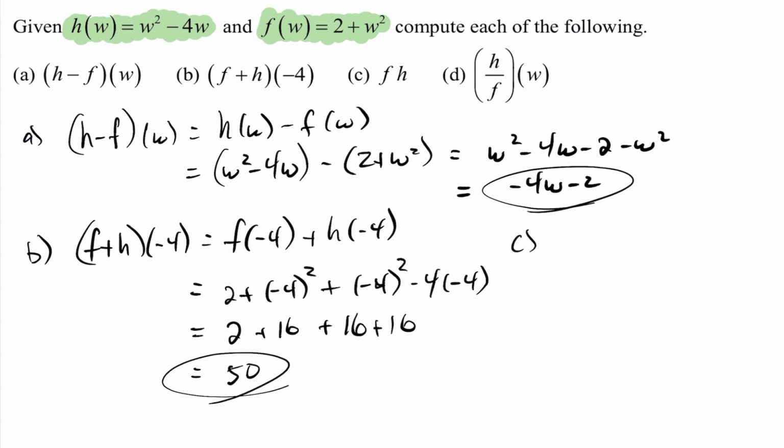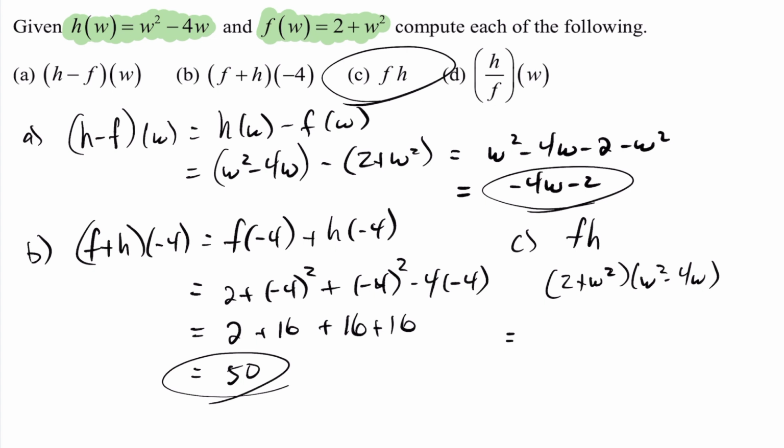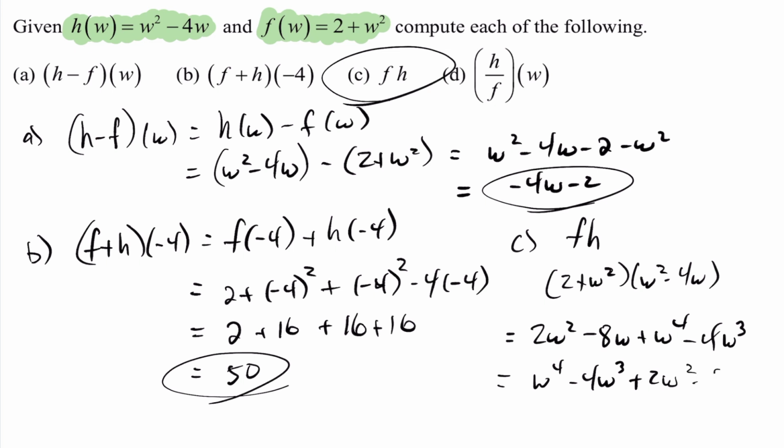All right, let's take a look at c. For c here, they want us to evaluate f times h, but you'll notice they don't tell you what the function is acting on, so they actually want you just to create the function f times h, which will be (2 plus w squared) times (w squared minus 4w). Expanding this out, we get 2w squared minus 8w plus w to the power of 4 minus 4w cubed. Now you notice there's nothing to simplify, but we can arrange this in descending order by the powers. So this will be w to the 4th minus 4w cubed plus 2w squared minus 8w.